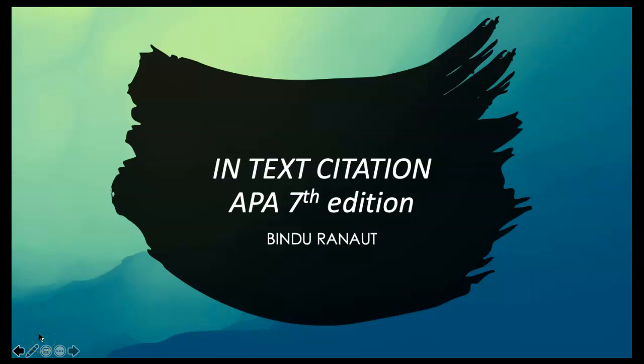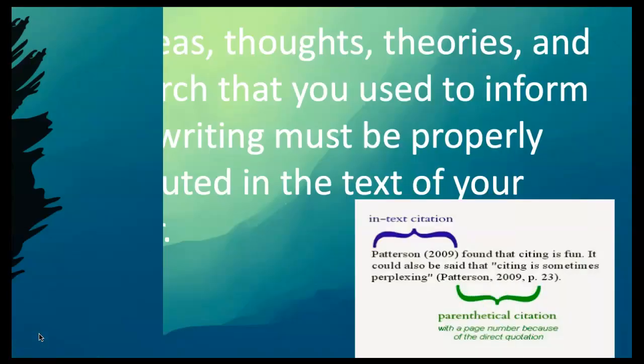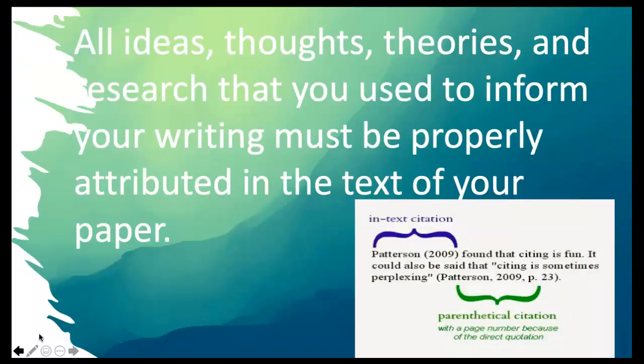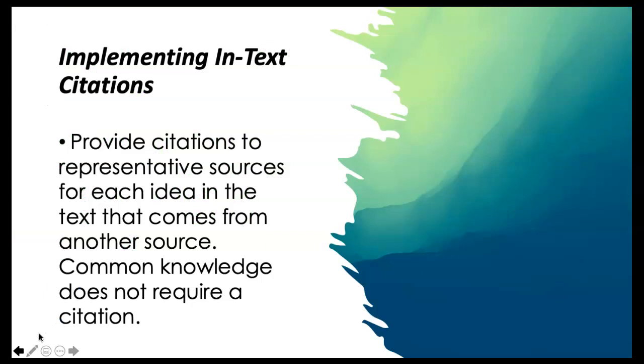Hello, in this video we'll talk about in-text citation in APA 7th edition. As you all know, any ideas, any thoughts, any information that you are getting from outside sources, from the databases, from the internet, you have to cite that. If you're not citing it, that is called plagiarism. That would be copying. So make sure you are implementing your in-text citation.